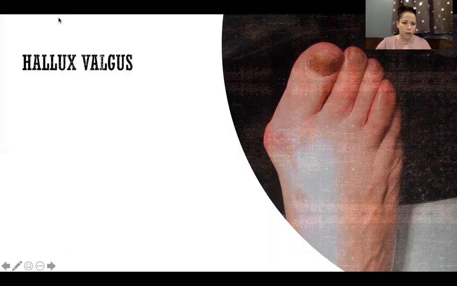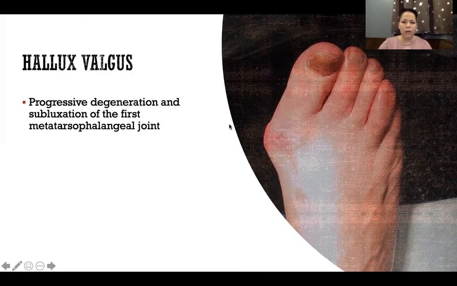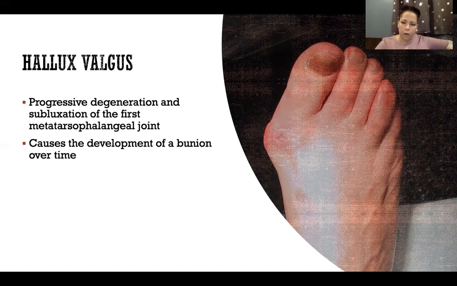Same thing with this one. So a Hallux Valgus, progressive degeneration and subluxation of the first metatarsophalangeal joint. Okay, so that first joint where we're attaching the big toe to the rest of that foot, when it gradually degenerates over time and will subluxate slightly to form this valgus angle. Okay, so this medial angulation of that joint on the medial side there. So it causes development of a bunion over time.